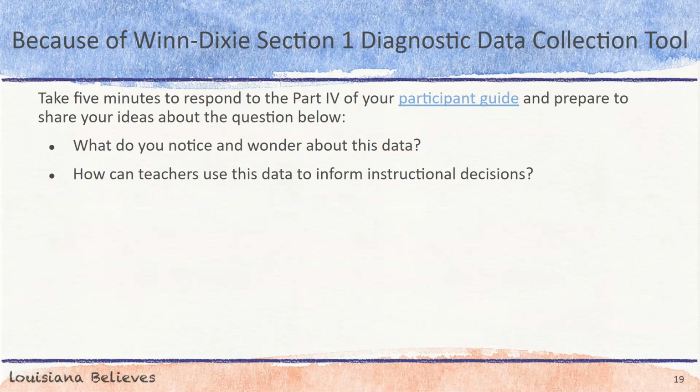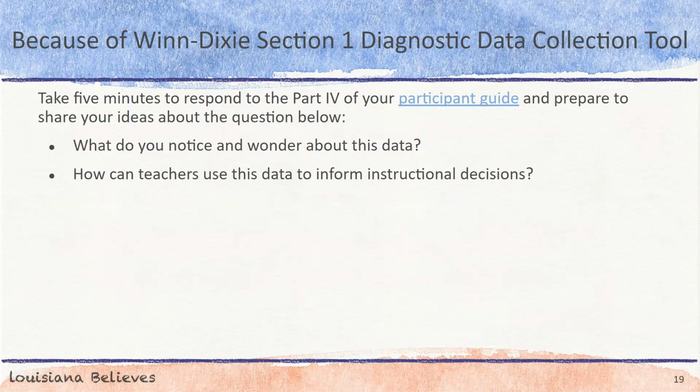So in part 4 of your note catcher, there is a class set of data for the Because of Winn-Dixie section diagnostic for section diagnostic 1. This part of the checklist is related to the knowledge that students should display by the end of section 1. I'm going to give you a minute to review the data and then respond to the 2 questions that are listed in your participant guide. Don't move on to the questions about core activity supports or optional activities yet. We're not to that point.